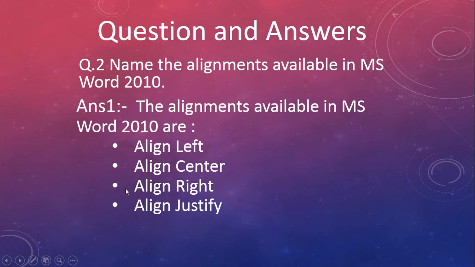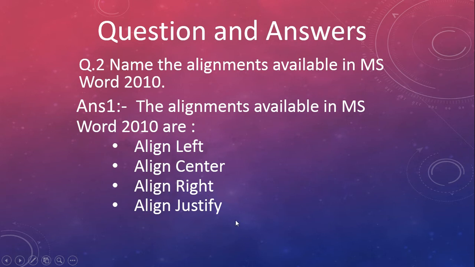Second question, question number 2. Name the alignments available in MS Word 2010. So there are 4 alignments. The alignments available in MS Word 2010 are align left, align center, align right and align justify.